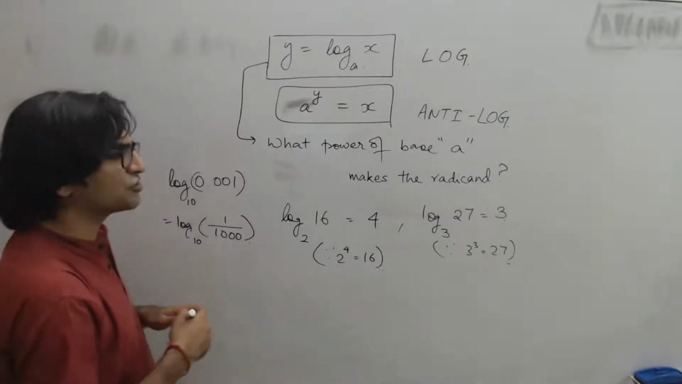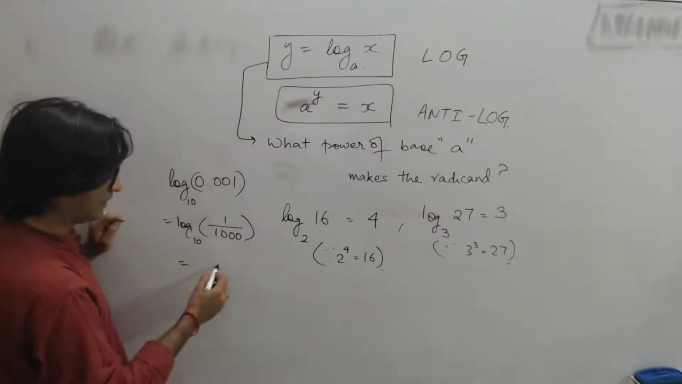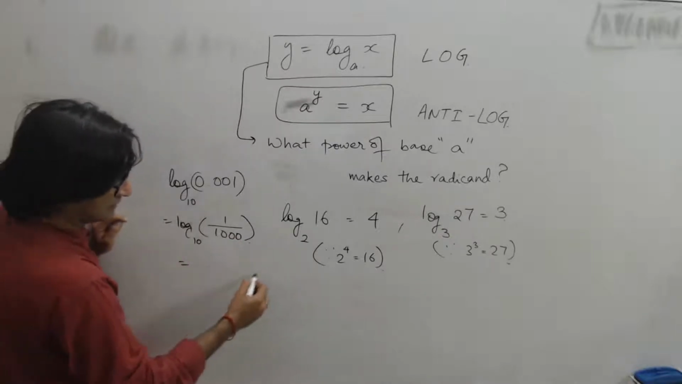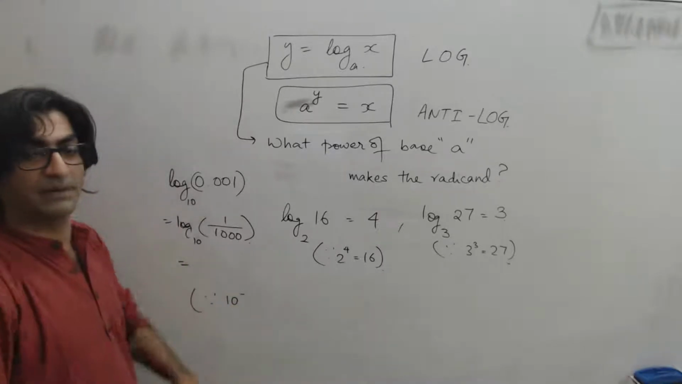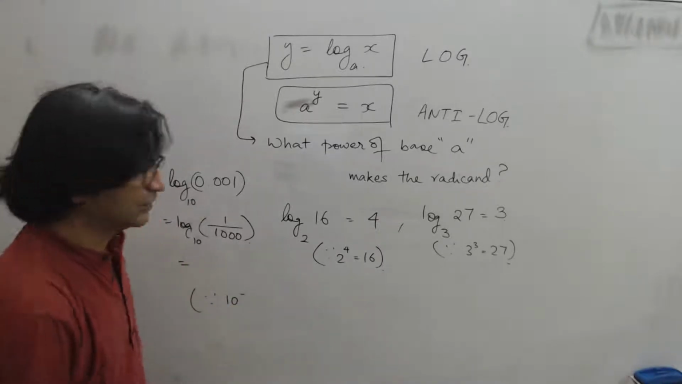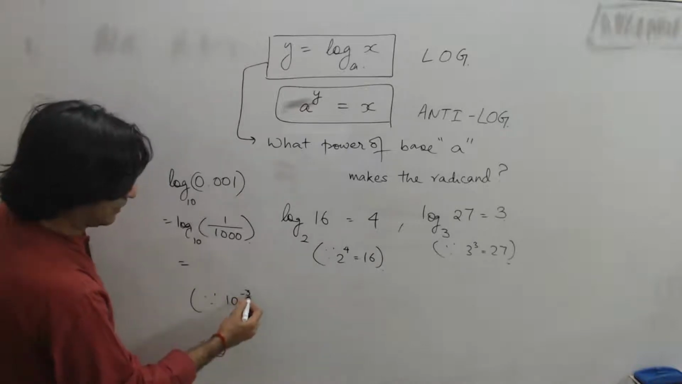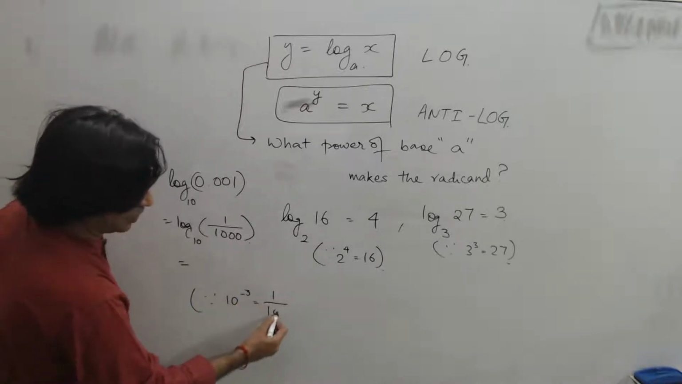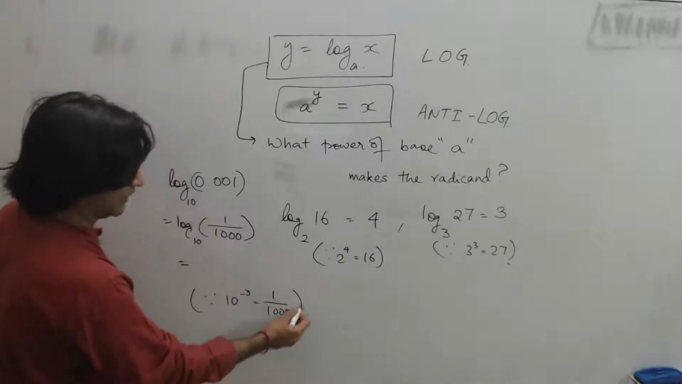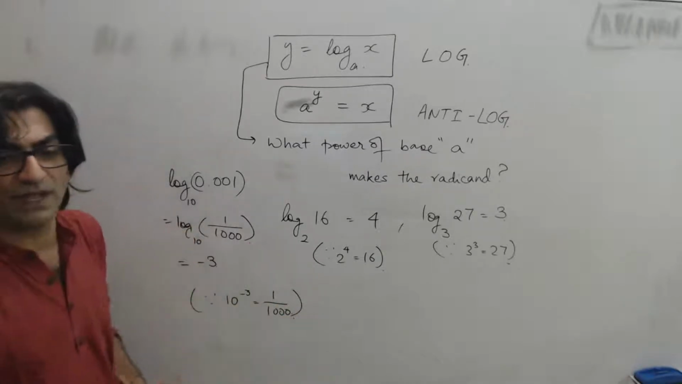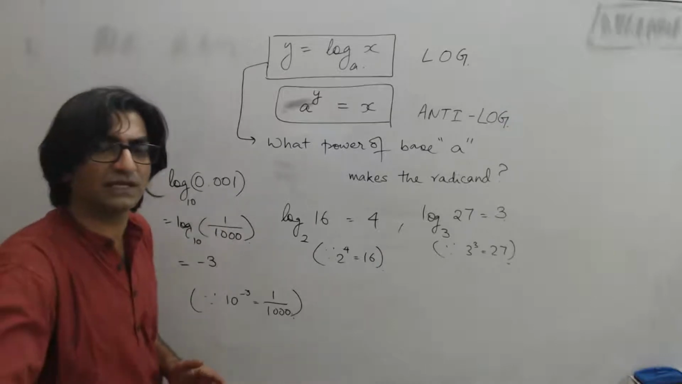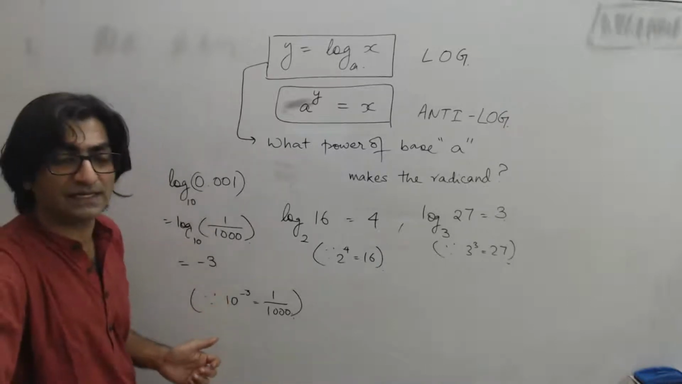If you scratch your heads a little deeper, you'll immediately realize that 10 raised to a negative power will make the reciprocal. So you want 10 raised to the power negative 3, because then that will give me 1 upon 10 cube, that's 1 upon 1000, which is exactly what we want. So what power of 10 makes 1 by 1000? The answer is going to be minus 3.